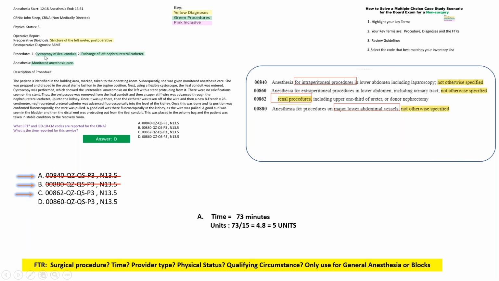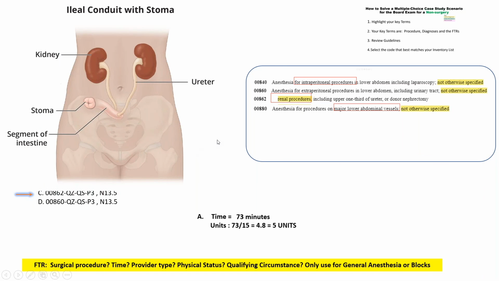So in our scenario, a cystoscopy of ileal conduit and an exchange of left nephroureteral catheter were performed. The ileal conduit is where doctors take a portion of the intestine and create a path, as you can see in the image. Here the urine will be draining out through the ileal conduit to the external opening, that will be a stoma, and there will be a collecting bag for that as well. So this is actually the procedure performed.